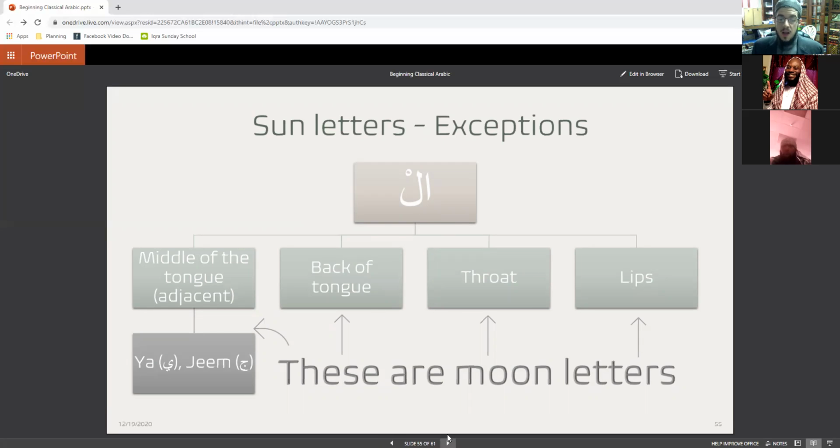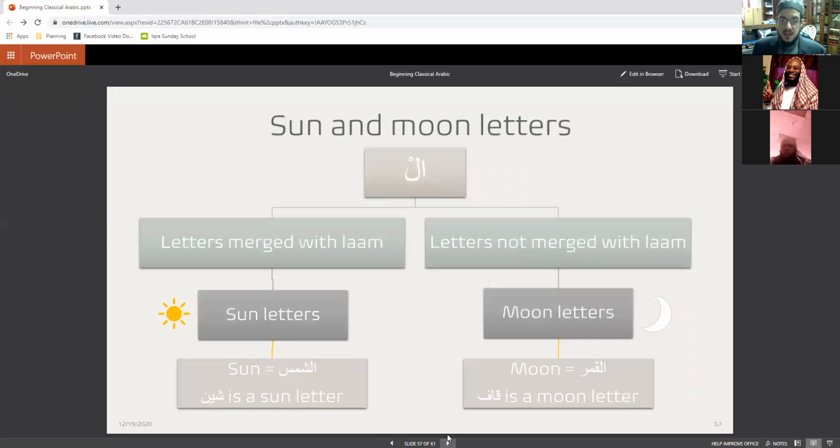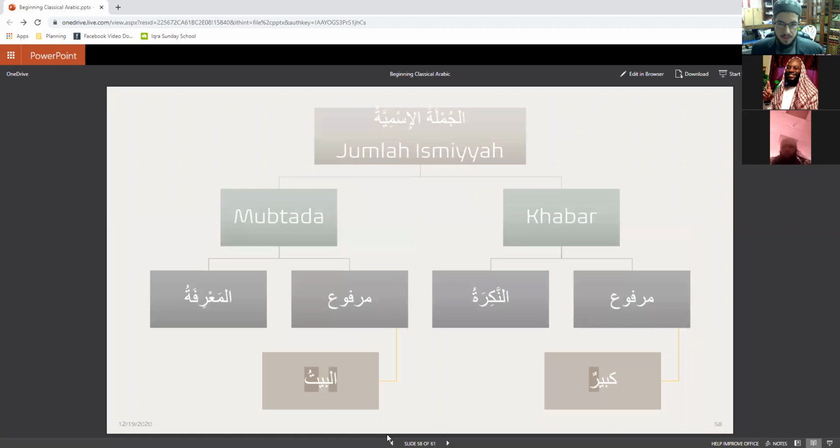Very good. What are the other letters? The others are called moon letters. Why are they called moon letters? Because the word for moon, al-qamar, begins with a qaf, which is pronounced way far away from the lam in the back of the throat, and so is far enough to be distinct, to not merge in with the lam, and so they've called it the moon letters. Does anybody have any questions about this? We are going to practice this in just a moment.